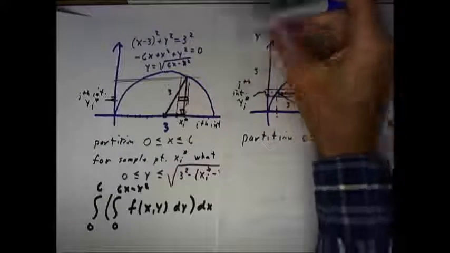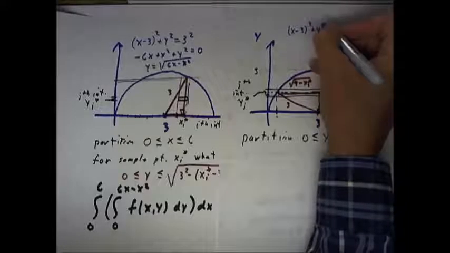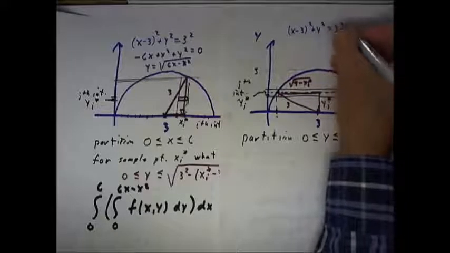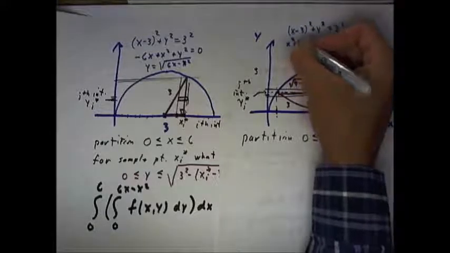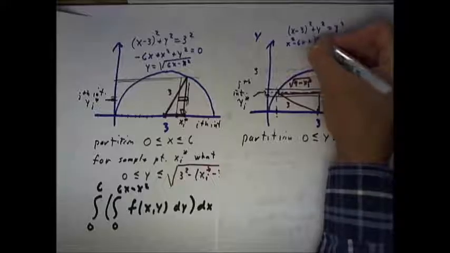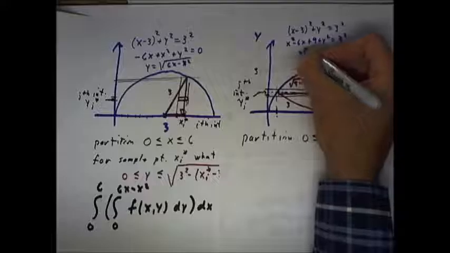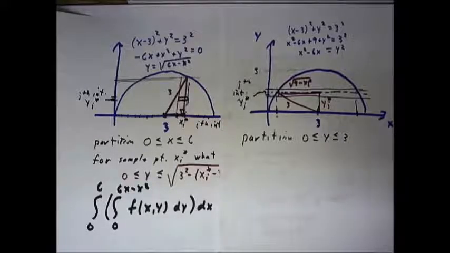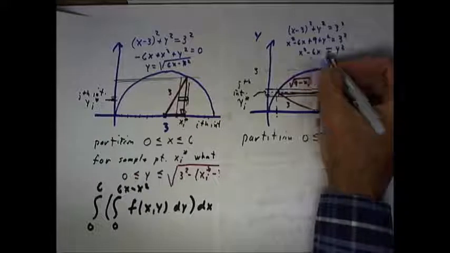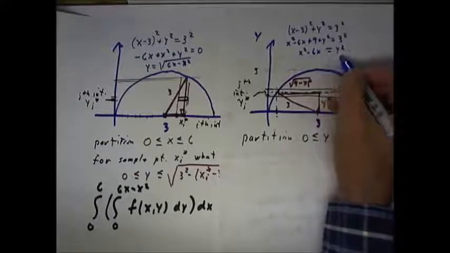Alternatively, we could solve x minus 3 squared plus y squared equals 3 squared. For x, we have x squared minus 6x plus 9 plus y squared equals 3 squared, so that x squared minus 6x equals y squared. This wouldn't really be the best idea, because of course now we have a quadratic to solve for x.